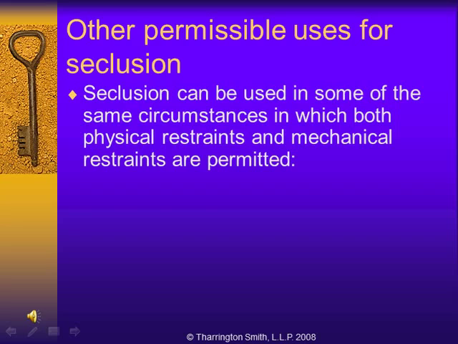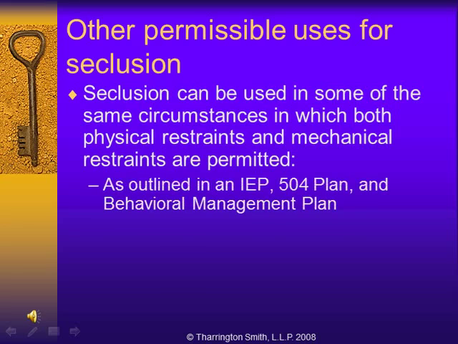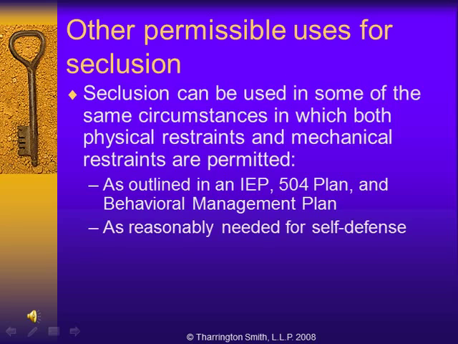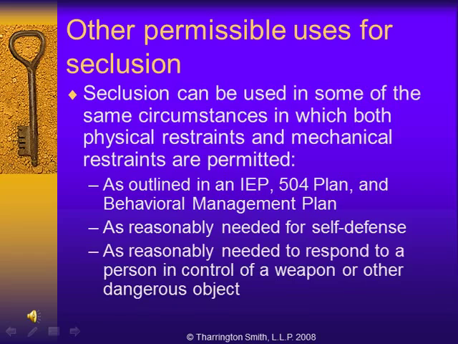As you can see, the common thread among all of these techniques is that they can always be used as specifically outlined in an IEP, a BIP, or a 504 plan. Beyond the IEP or 504 plan, seclusion may be used in some of the same circumstances for which restraints are permitted, namely as reasonably needed for self-defense and as reasonably needed to handle a student with a weapon or other dangerous object. Obviously, these situations are very rare, but if they do occur, the law recognizes that school employees may need to be able to use seclusion with a student in order to maintain order and safety.